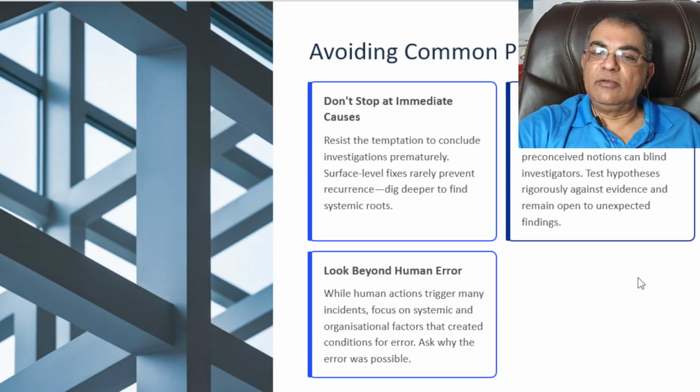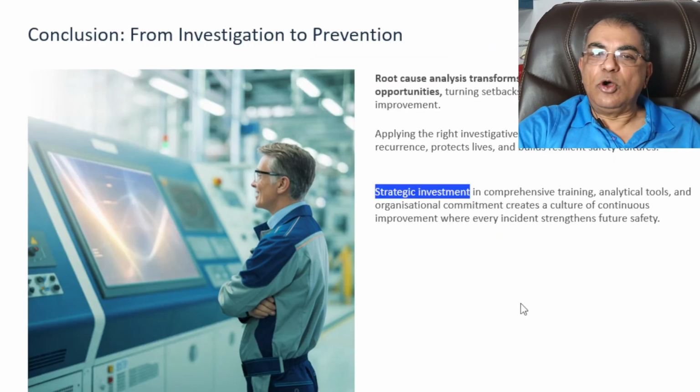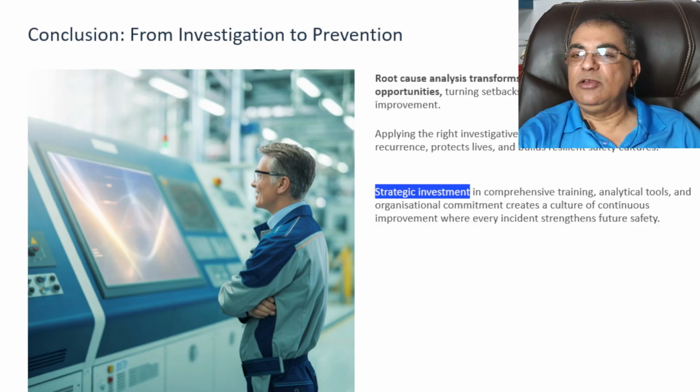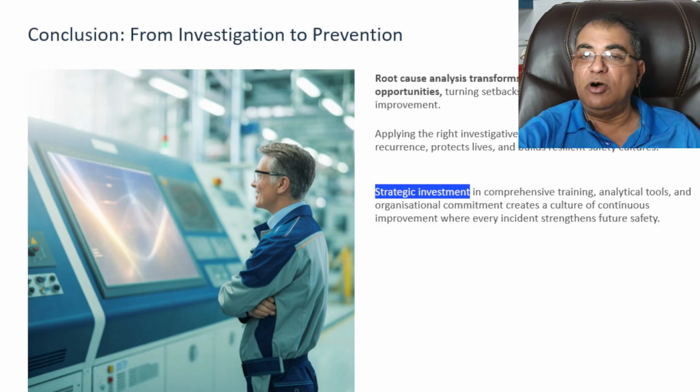Look beyond human error. While human action triggers many incidents, focus on the systemic and organizational factors that created the conditions for error. Ask why the error was possible, why it has happened. That's why the five whys. So, conclusion: from investigation to prevention. Root cause analysis transforms incidents into invaluable learning opportunities. Always remember, the incident investigation is a very important learning opportunity to find out where the hazards are missing, what things are missing, why it has happened. Turning setbacks into a springboard for organizational improvement.